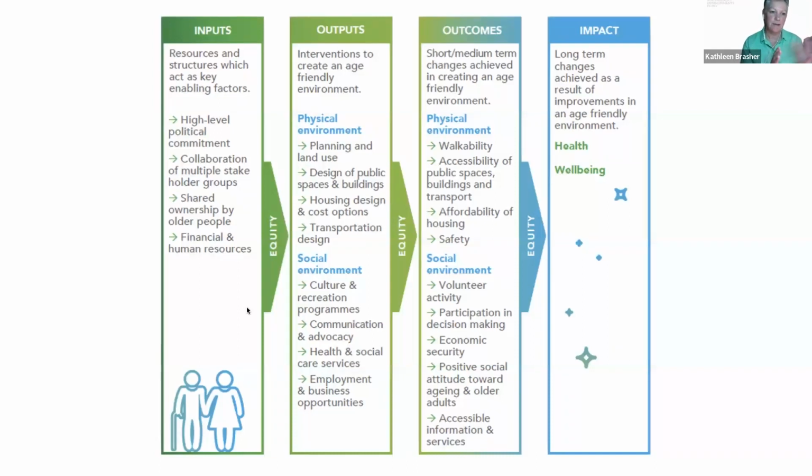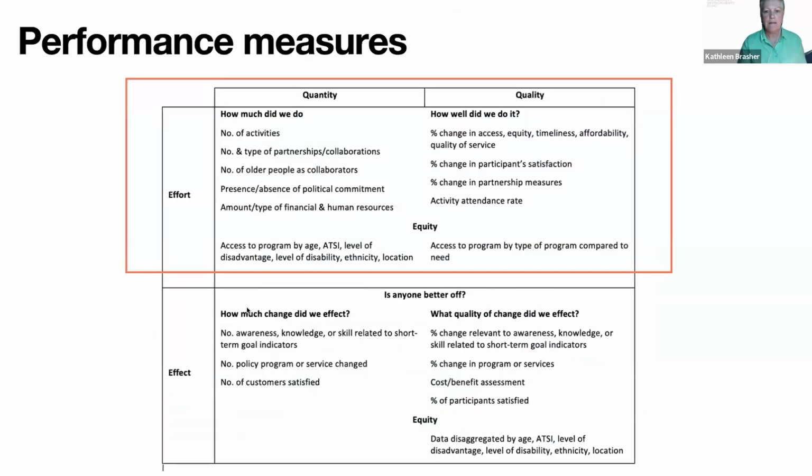So if we come back to WHO's program logic for monitoring and evaluating age-friendly communities, monitoring performance focuses on those inputs or resources and the outputs or the interventions part of your program logic. So we can measure and track and monitor our performance in quite simple ways. And there are a number of common measures that we've listed here, and these slides are going to be available to you, so you'll be able to look at these in greater detail.